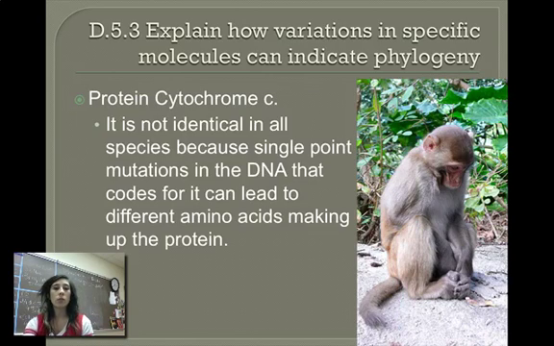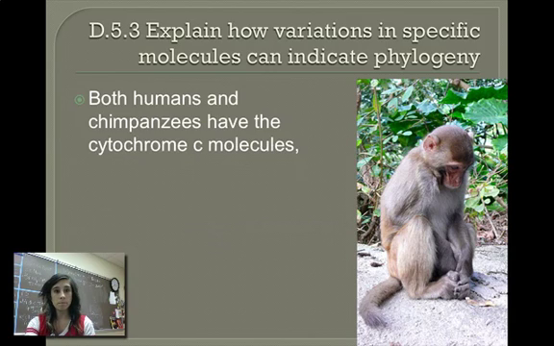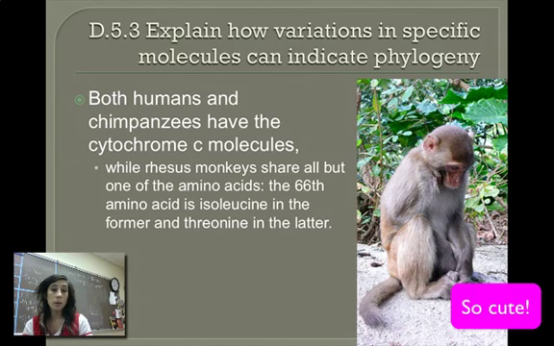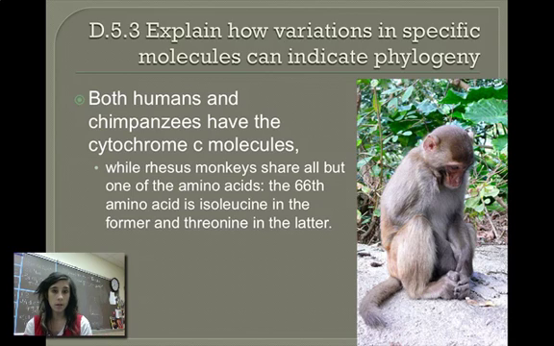So this protein cytochrome C is not identical in every single species because there is a single point mutation within the DNA. And that single point mutation can lead it to be a different amino acid that is making up this particular protein. So humans and chimps have that cytochrome C molecule, and rhesus monkeys, which we see at the right, share all of the amino acids within that chunk of amino acids, except the 66th amino acid is actually different. Okay, in rhesus monkeys, it's isoleucine, but within chimps and humans, it's threonine.